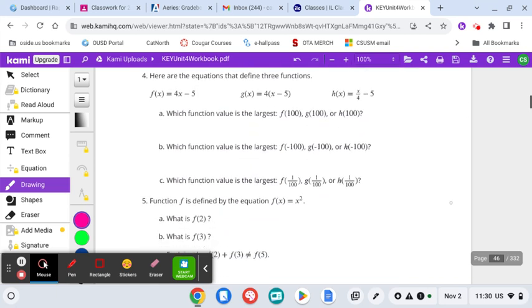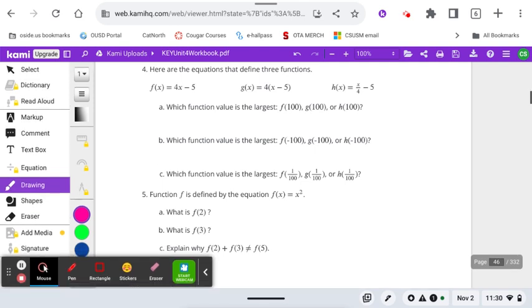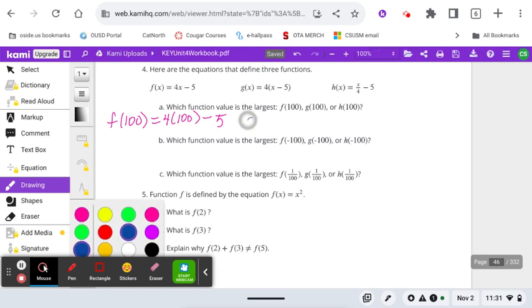Here are the equations that define three functions. Which function value is the largest? This means we need to make an input of 100 into each function and then choose which one is the largest. So we're going to go f of 100. Practice saying this notation language with me as you're doing this. F of 100 equals, plug in that input of 100, and then you're going to grab a calculator and solve that. Then you're going to go and do g of 100.